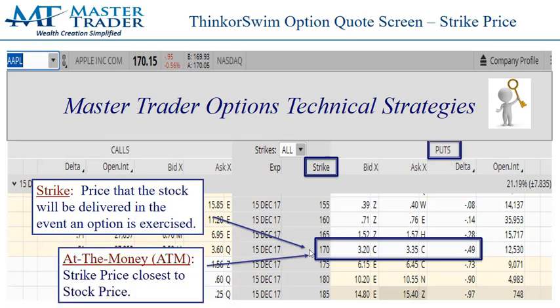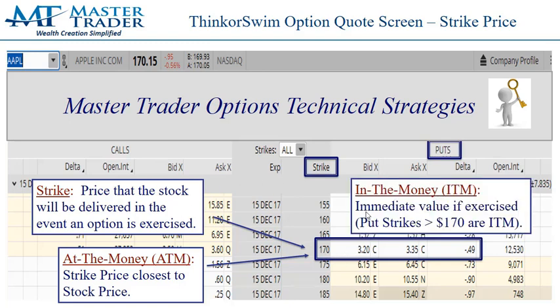At the money is another term. It's the strike price closest to the stock price. So the stock price is 170.15. It's very rarely going to be exact unless it's right on the exact penny. So at the money just refers to the closest strike price. In the money is going to be different for calls versus puts. We're going to get into that shortly also, so not to worry. But since we're looking at puts here, in the money means it's the immediate value if exercised. So if it's trading at 170.15 and you have a contract to sell it at 175, that has intrinsic value.